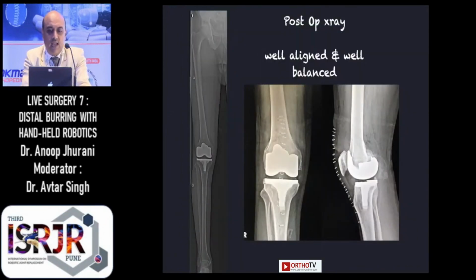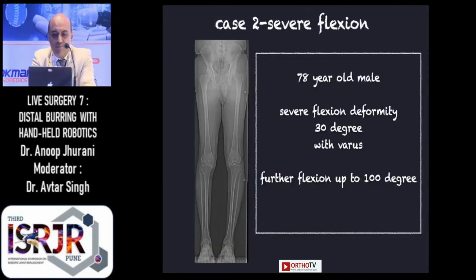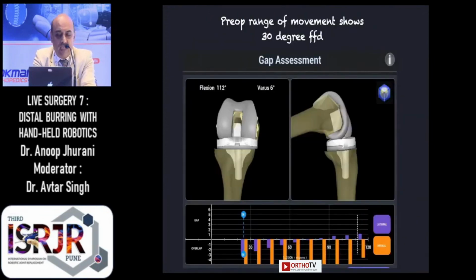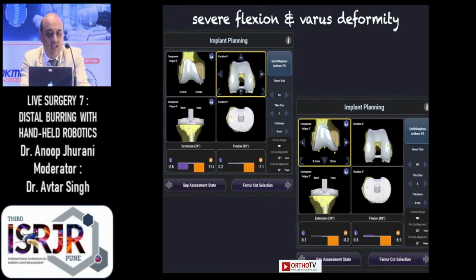Another case, well aligned and well balanced X-ray. Next case, severe flexion deformity. There is a 30 degree flexion deformity along with varus, and further flexion up to 100 degrees possible. Gap balancing shows that there is 30 degree FFD. The structures are tight in flexion, medially and laterally.